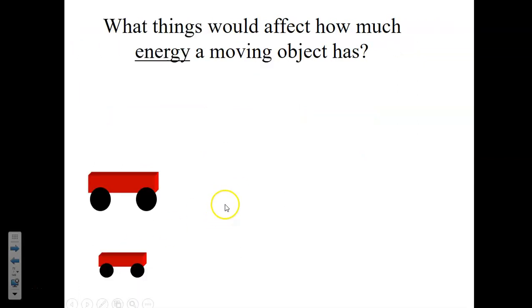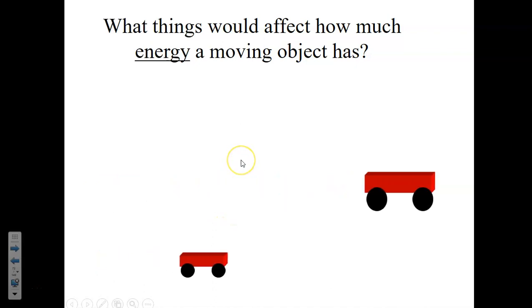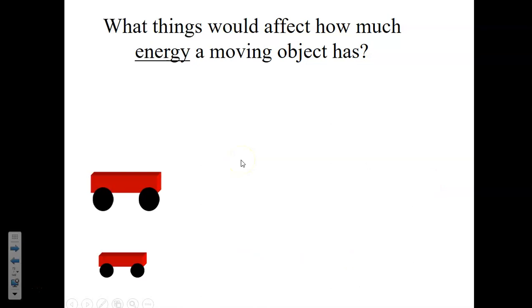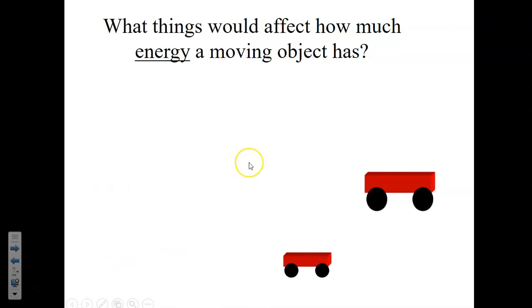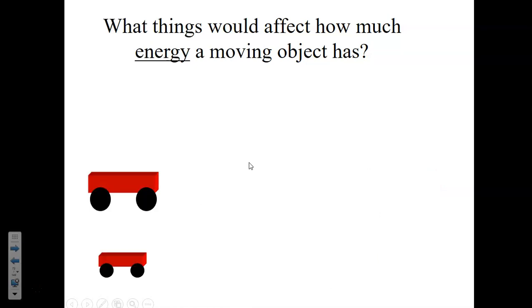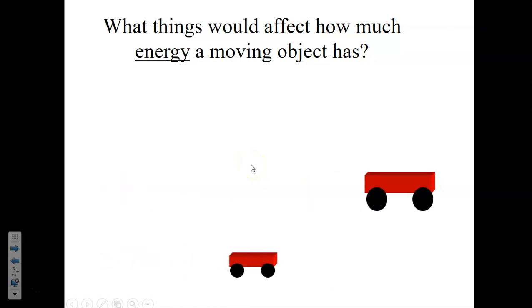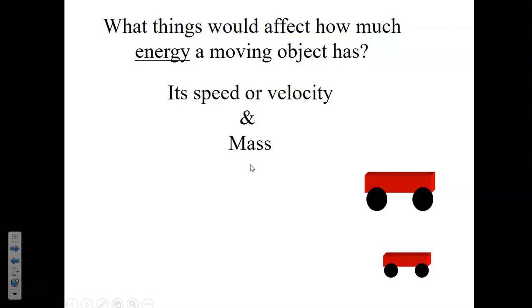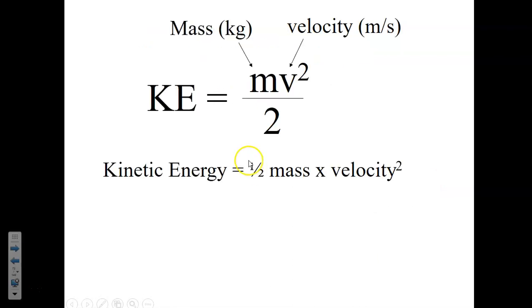So what sort of things would affect how much kinetic energy an object has? Okay, I think we would agree that in terms of kinetic energy, the object up top had more kinetic energy, and it had more kinetic energy for two reasons. One is it was moving faster, and two, because it had more mass. Okay, so those are the things that should probably be in our kinetic energy equation, and they are.